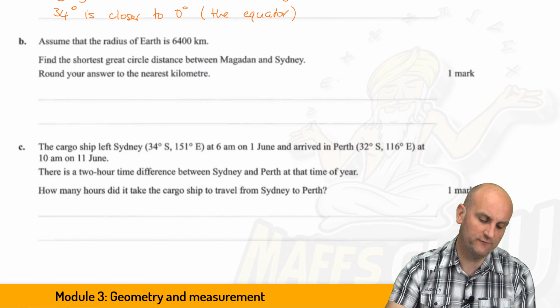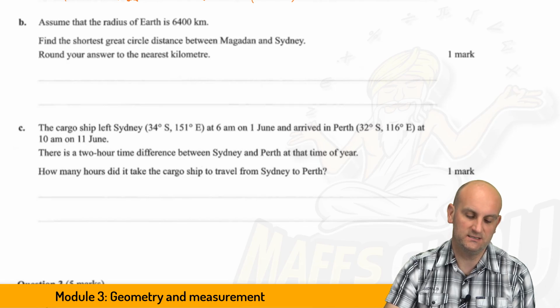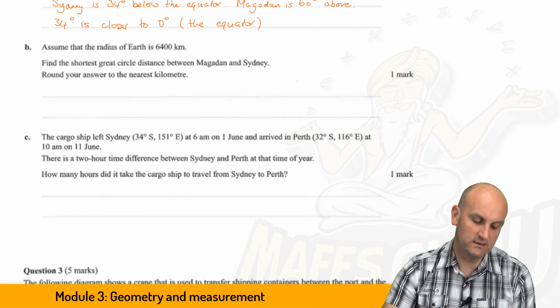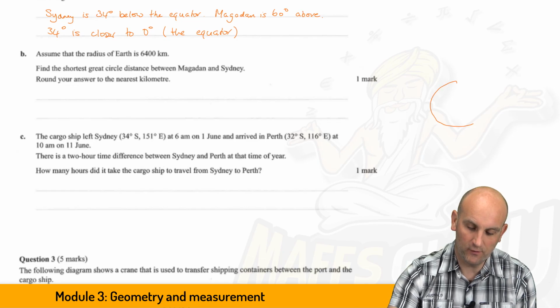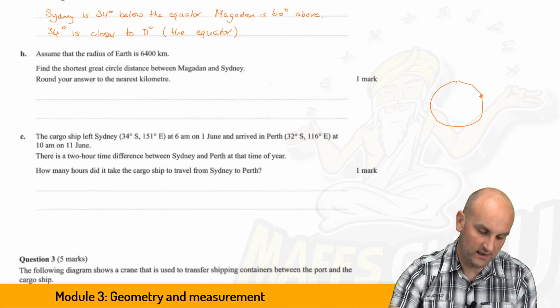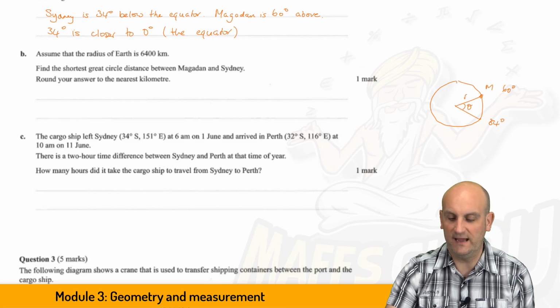Assume the radius of Earth is 6,400 kilometers. Find the shortest great circle distance between Magadan and Sydney. So I'm going to zoom out just a little bit to give myself some working. What I know is I've got this circle, and let's imagine here is my value for Magadan, which was 60 degrees, and Sydney was down here at 34 degrees. So we've got some sort of radius, we know what the radius is, and some sort of angle.